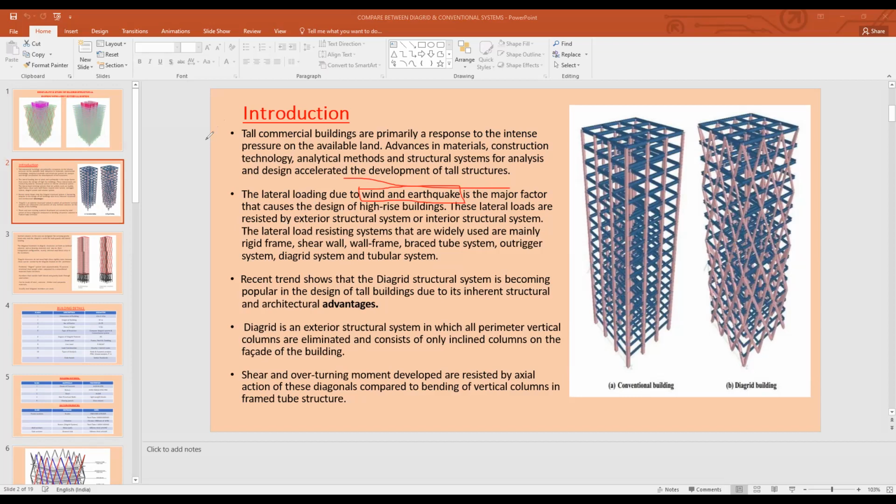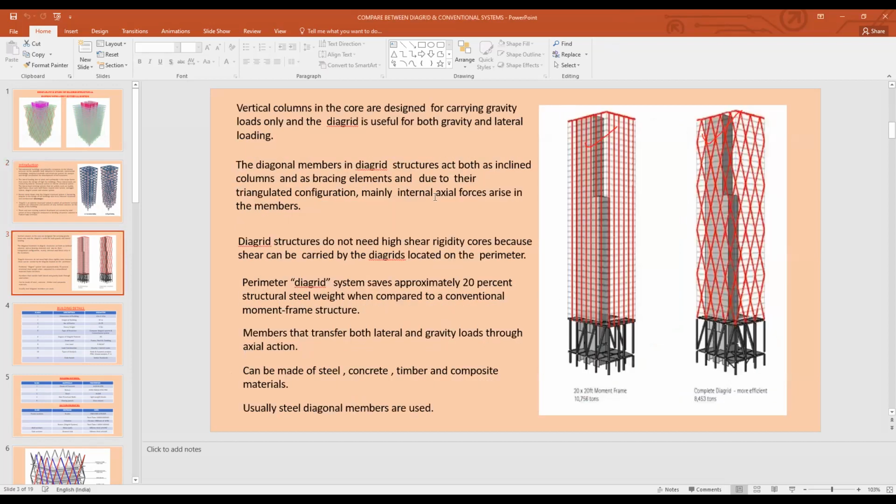So to resist that kind of forces, we need to develop our structure more efficiently, because otherwise it might require lots of things as compared to this one. Let's see what those things are. Recent trends show that Diagrid structural systems are becoming popular in the design of tall buildings due to inherent structural and architectural advantages. Diagrid is an exterior structural system in which all perimeter vertical columns are eliminated and it consists of only inclined columns on the facade of the building. Shear and overturning moment are developed and resisted by axial action of the diagonals, compared to the bending of vertical columns in a frame tube structure. This point shows why we are providing the Diagrid and where we have to place it.